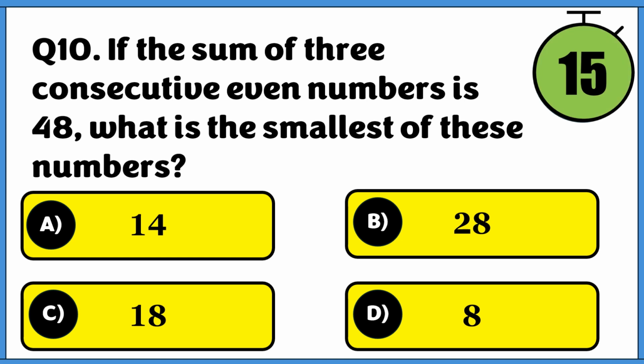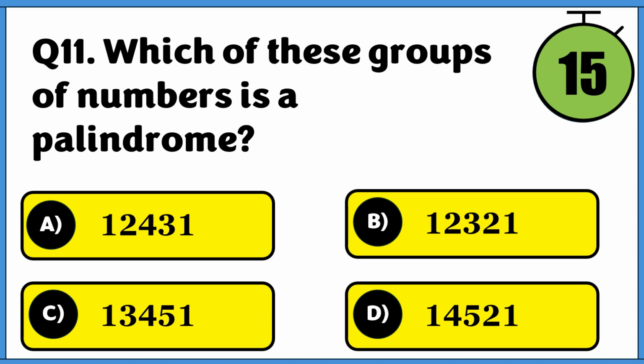The correct answer is A, 14. The three consecutive even numbers are 14, 16, and 18, which add up to 48. Question 11. Which of these groups of numbers is a palindrome? Is it A, 12,431, B, 12,321, C, 13,451, or D, 14,521?